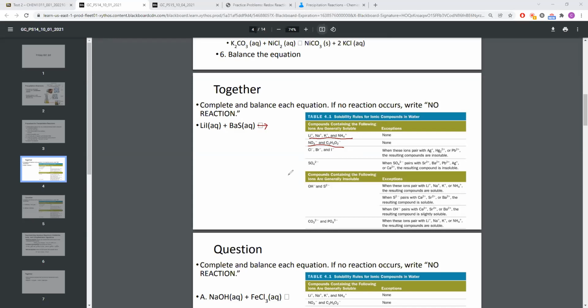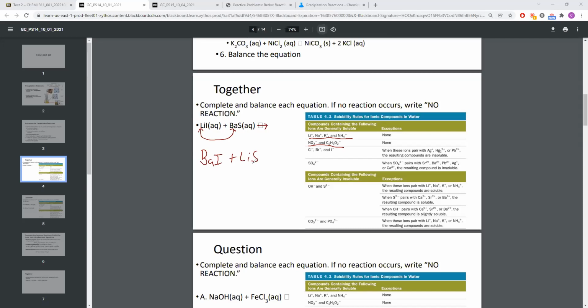So let's take a look at this. Lithium iodide plus barium sulfate. And the question is, do we have a reaction and is it soluble? To figure this out, all you do is switch your metal ions around. So I have lithium and barium. This will make barium iodide plus lithium sulfide.